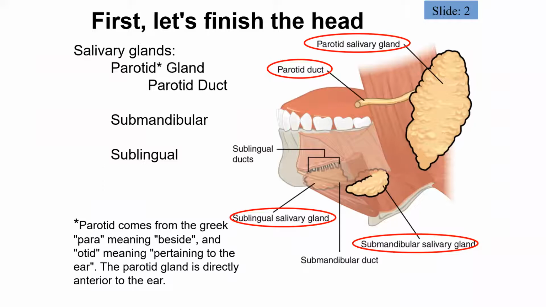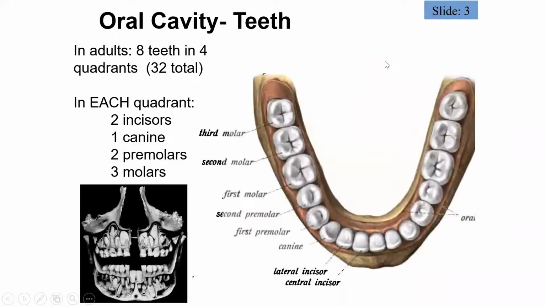So just kind of reviewing here, we started off with the head, looking at the salivary glands, so these paired structures that produce saliva in the oral cavity. So they're found in and around the oral cavity, really all three associated with the mandible, okay? So we've got the larger parotid, we've got the submandibular, sublingual. We also have the parotid duct as well.